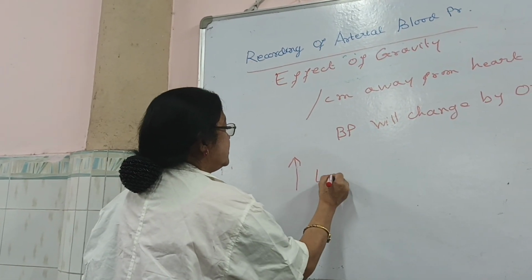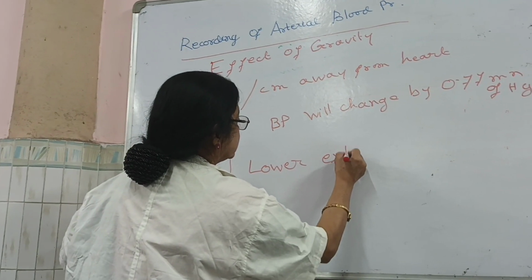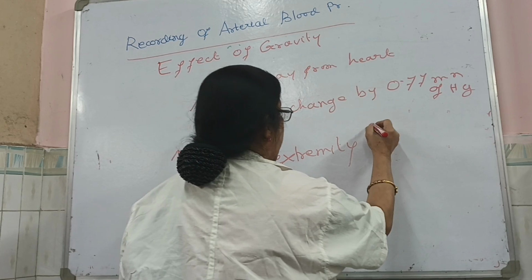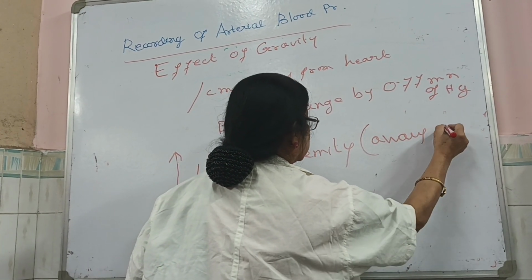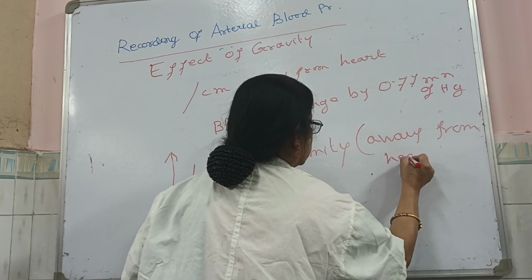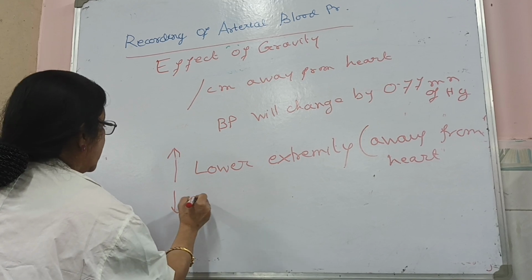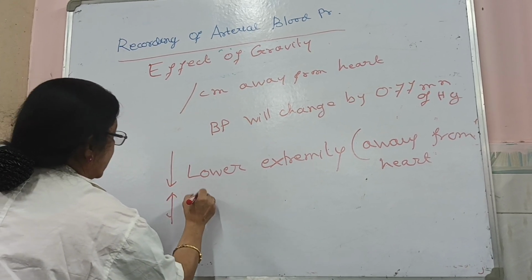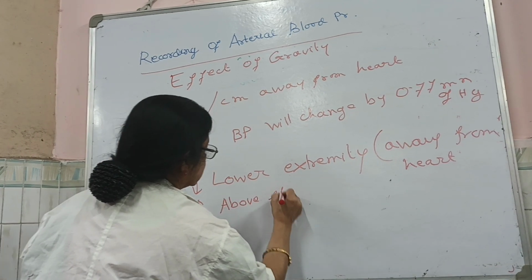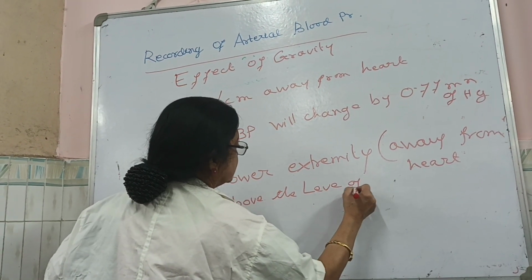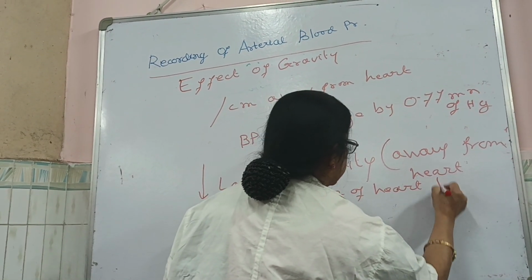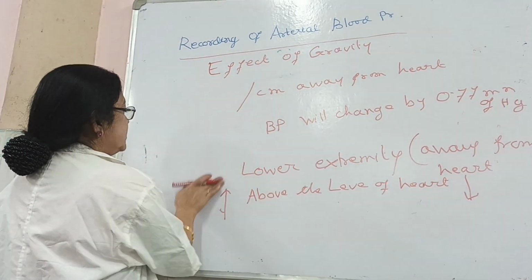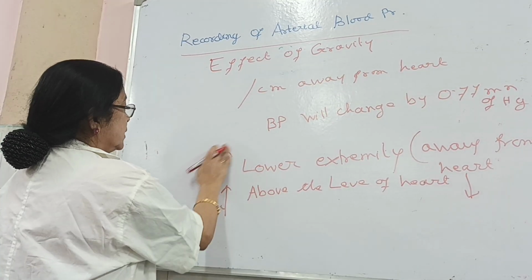In the lower extremity, it will increase. Above the level of the heart, per centimeter, the blood pressure will decrease. Away from the heart in the lower extremities, blood pressure will increase. But above the heart, sorry, it will decrease.